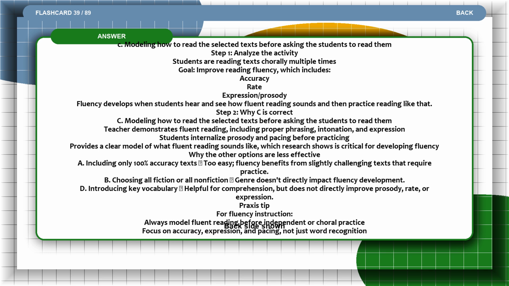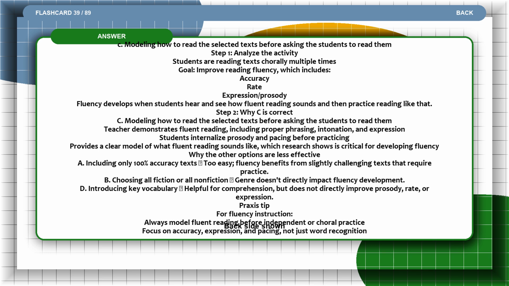Step 2. Why C is correct. C. Modeling how to read the selected texts before asking the students to read them. The teacher demonstrates fluent reading, including proper phrasing, intonation, and expression. Students internalize prosody and pacing before practicing. This provides a clear model of what fluent reading sounds like, which research shows is critical for developing fluency.